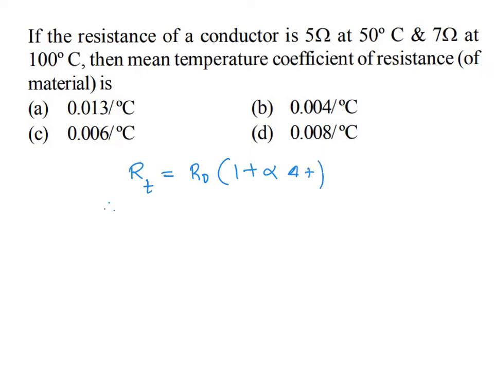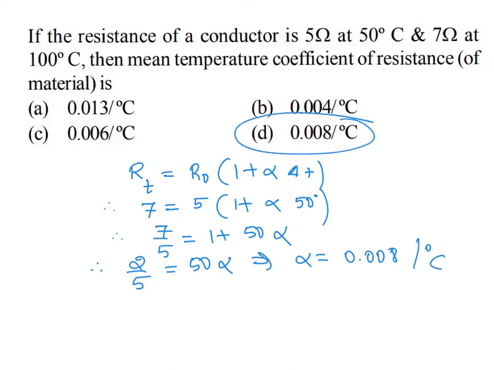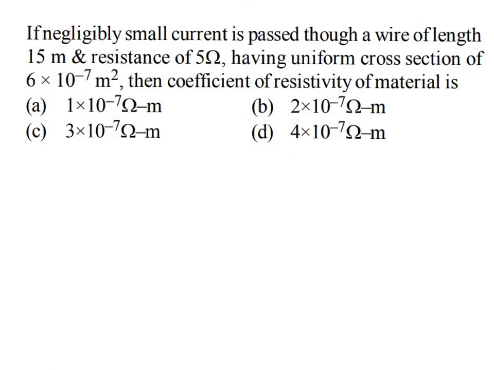So I can take 7 ohm equal to the initial resistance, 5 ohm, into 1 plus alpha. Change in temperature is how much? 50 degree, right? 100 minus 50 is 50 degree. So 7 divided by 5 equal to 1 plus 50 times alpha. Therefore 7 minus 5, that is 2 divided by 5, equal to 50 alpha. It implies alpha equal to 0.008 per degree Celsius. That's the reason why option D is the right answer for this question. Move to the next problem.